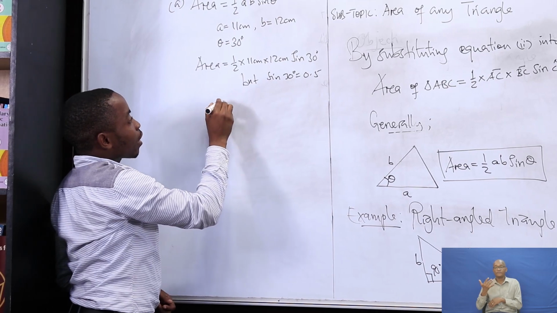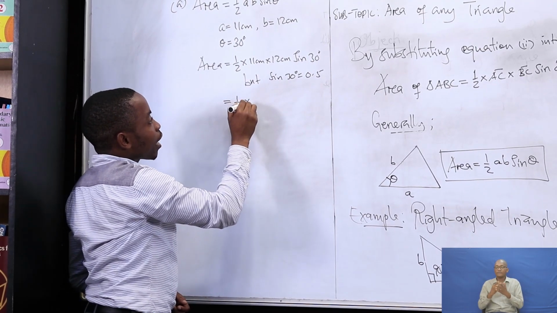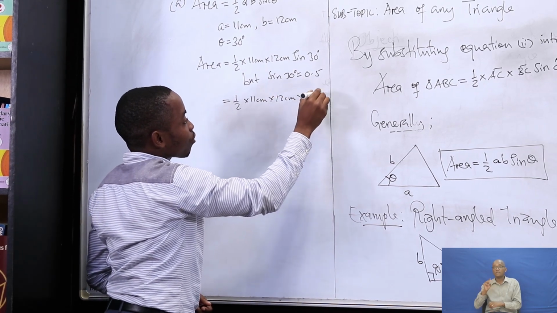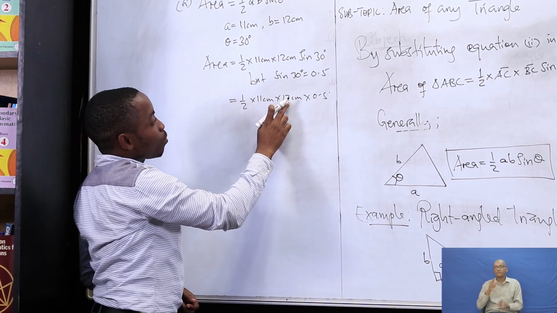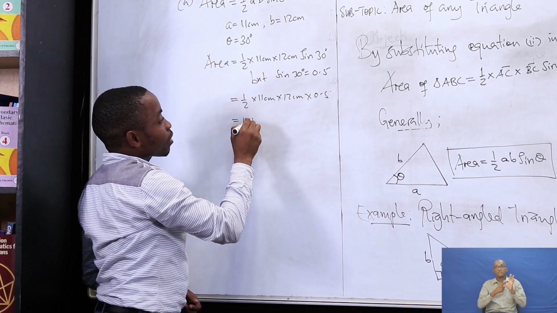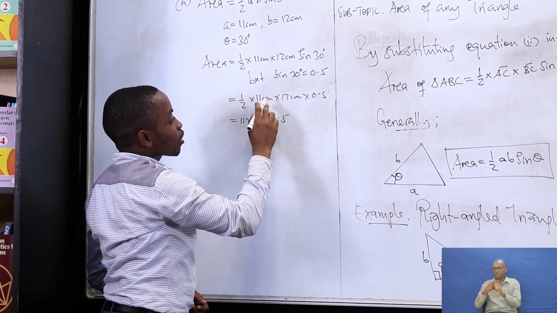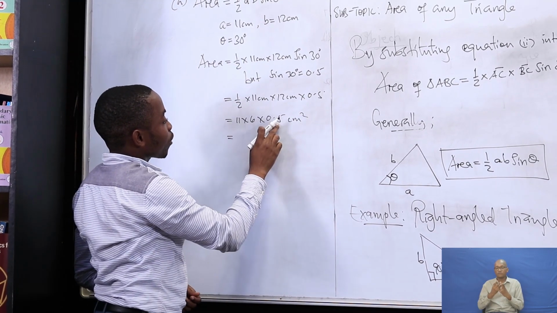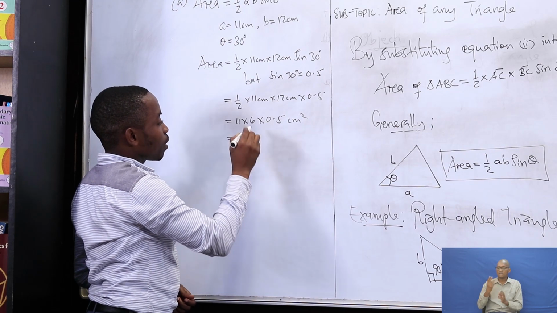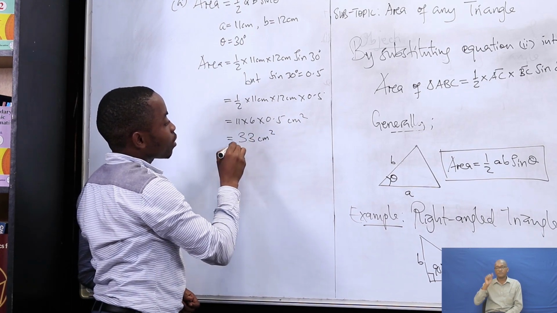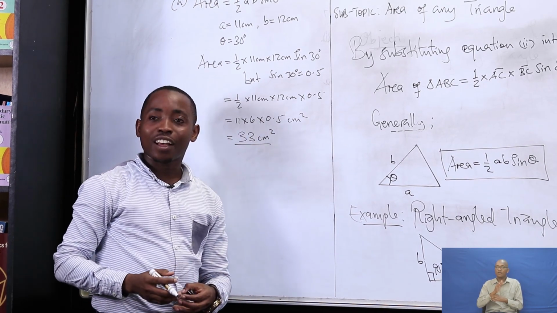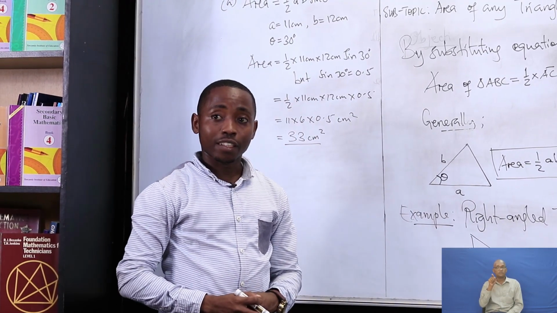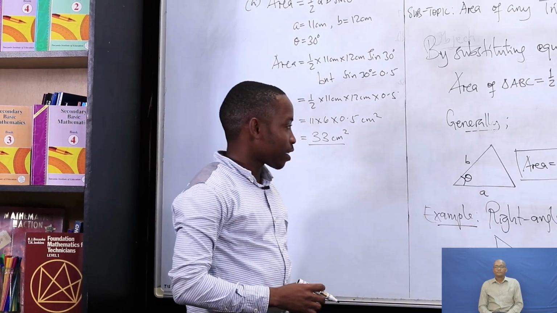What will be our area then? Our area will be equal to a half times 11 centimeter times 12 centimeter times 0.5. Here, the half and the 12 give 6. So we get 11 times 6 times 0.5 centimeter, and centimeter becomes centimeter squared. The answer is 33 centimeter squared. So this is the area of the triangle in part A.